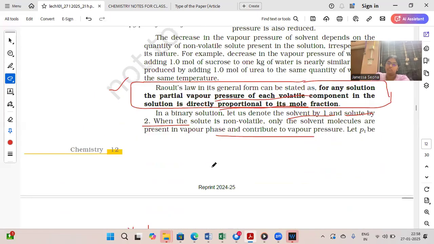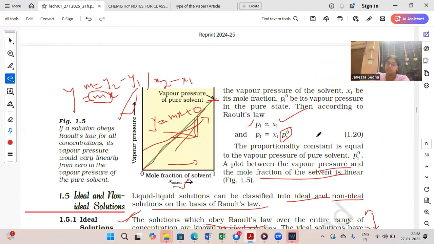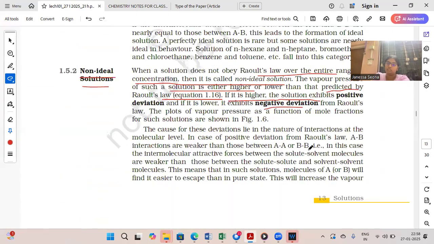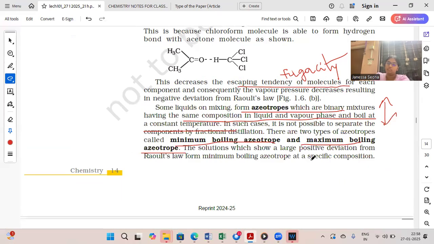Raoult's law: the vapor pressure of each volatile component in solution is directly proportional to its mole fraction. We have seen all these things: negative deviation of Raoult's law, positive deviation of Raoult's law. And azeotropes are another important concept. Azeotropic liquids, azeotropic systems, are also called constant boiling liquids, such as water and ethanol, and there are some specific combinations of azeotropes.